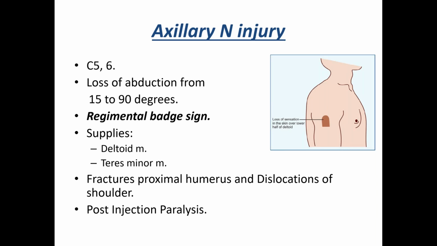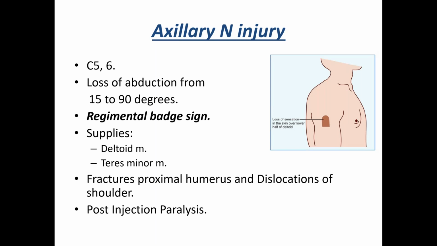Okay, remember the first 15 degrees of abduction around the shoulder is caused by supraspinatus muscle, which is not supplied by the axillary nerve. So the patient will be able to do the first 15 degrees of abduction, but he will not be able to do abduction between 15 to 90 degrees.